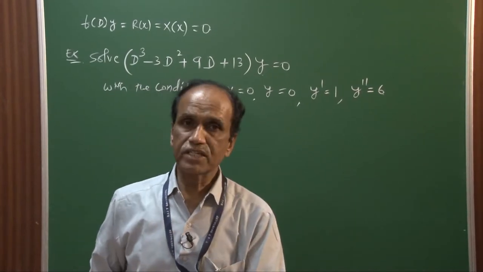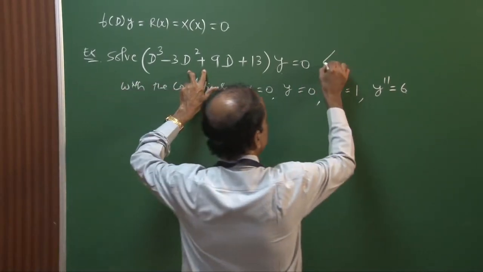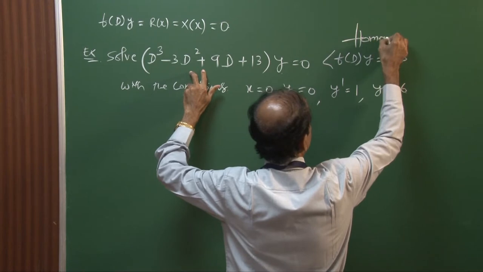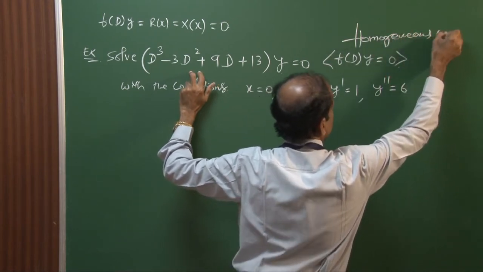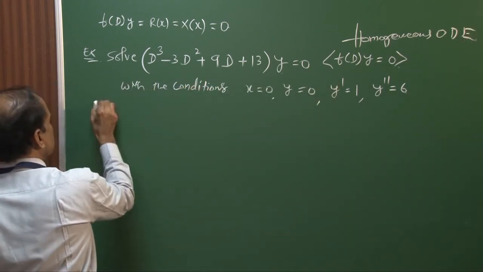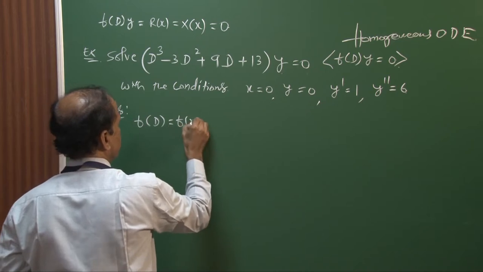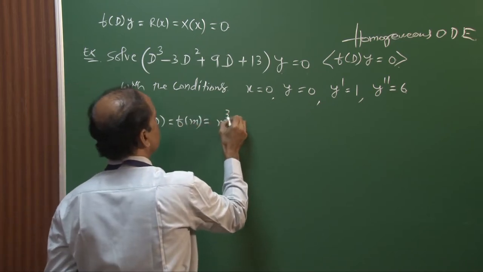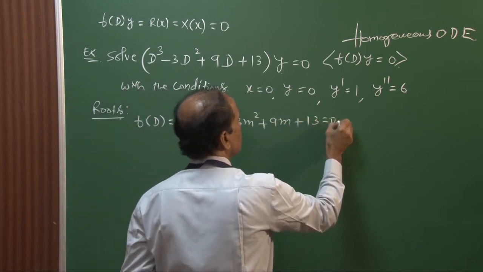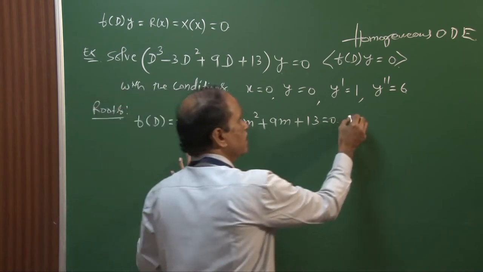Now let us find out the possible roots for this differential equation. This is exactly like f(D)y equal to 0. This is called a homogeneous differential equation, homogeneous ODE. So first of all let us write the roots. f(D) is equal to f(m) is equal to m^3 - 3m^2 + 9m + 13 equal to 0. So from this we can obtain the values of m, as this is called the auxiliary equation.